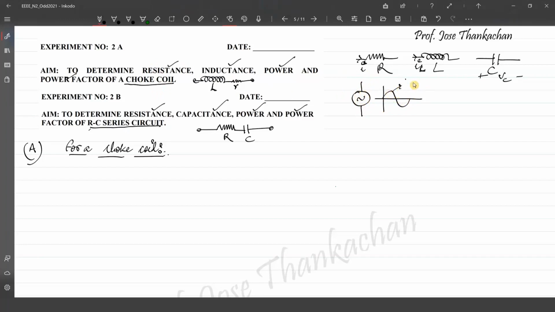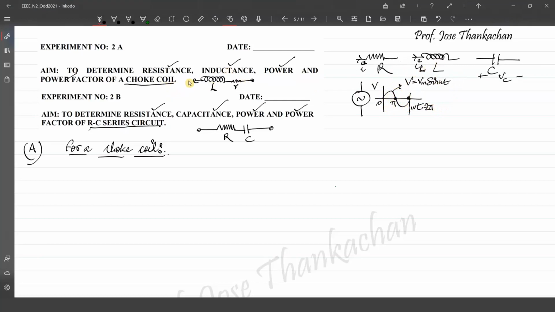We can call this source V, the voltage source, which can be written as V = Vm sin(omega t). This is sinusoidally varying, with pi here, 2 pi here being the total time period, and 0 here. This is the voltage variation with respect to omega t. So this is the voltage for an AC circuit, and it is being applied to a choke coil.